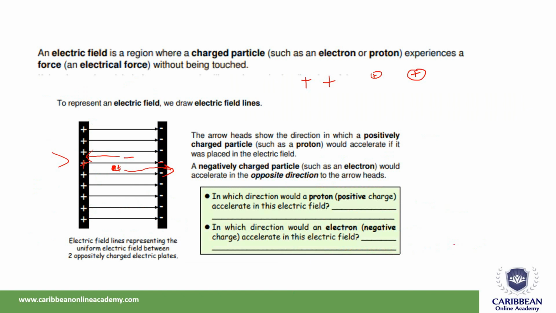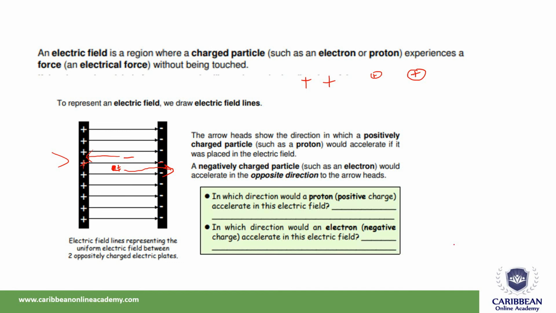So we have said it already that an electric field is just that region where a charged particle experiences a force, and that force that we're talking about is an electric force. All right. Now, what if we have a parallel plate set up like this? Two charged plates, one positively charged, one negatively charged.